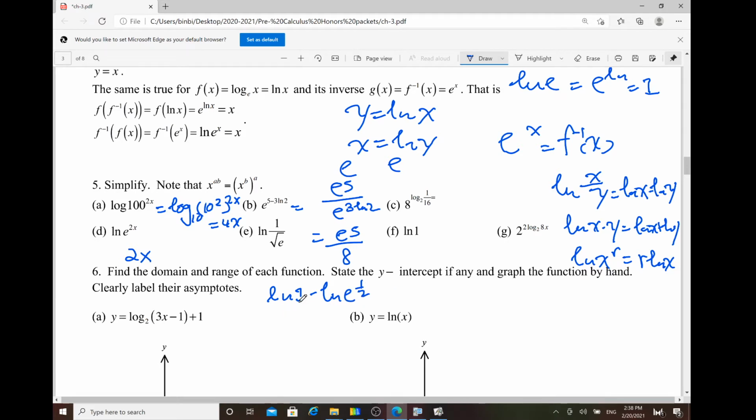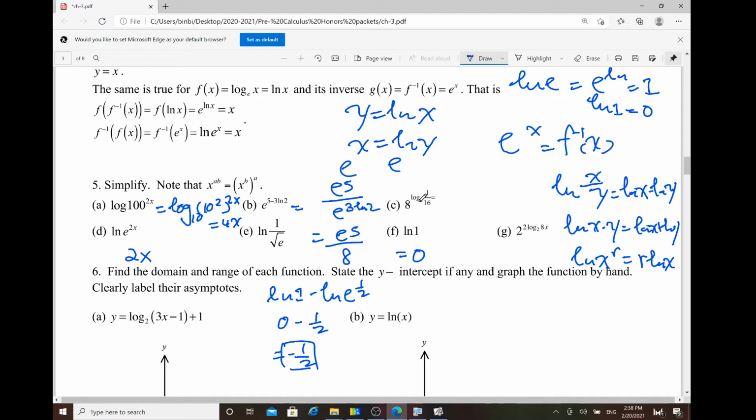So what's natural log of 1? Another property: that's 0. So 0 minus natural log of e, which is 1, times 1/2, giving 1/2. So it's negative 1/2 for this one right here. Natural log of 1 is always 0.